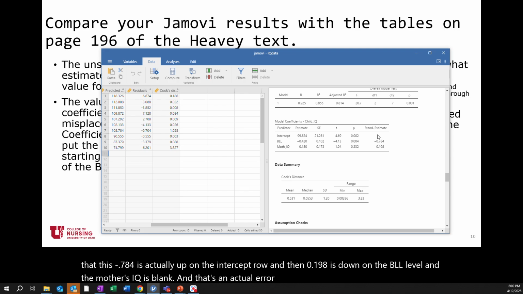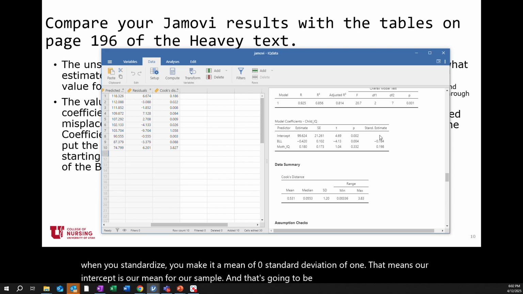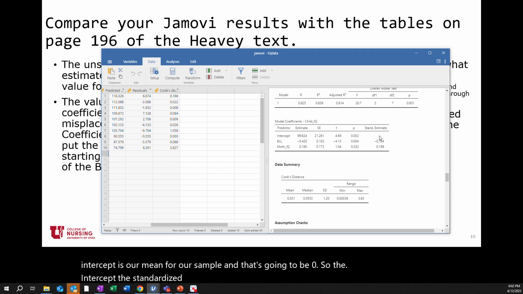So the intercept, when you standardize, you make it a mean of 0, standard deviation of 1. That means our intercept is our mean for our sample, and that's going to be 0. So the standardized estimate on a regression equation, the intercept is always going to be 0. And then negative 0.784 is the BLL, and 0.198 is the mother's IQ.